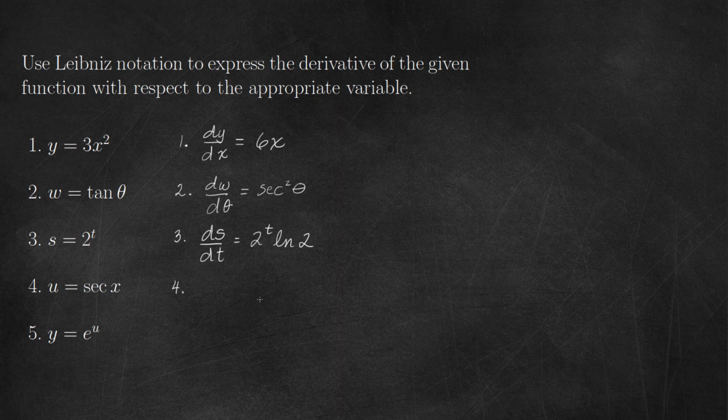Number 4, u equals secant x. My derivative is going to be du over dx, so the derivative of u with respect to x. And the derivative of secant x with respect to x is secant x tangent x.